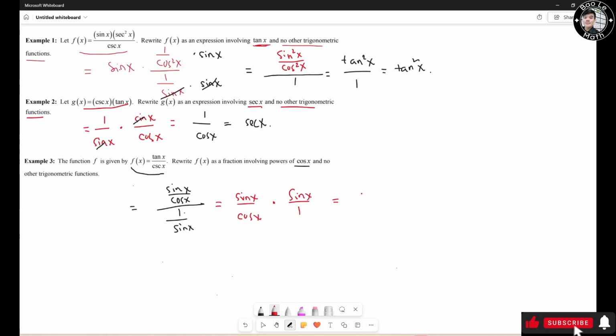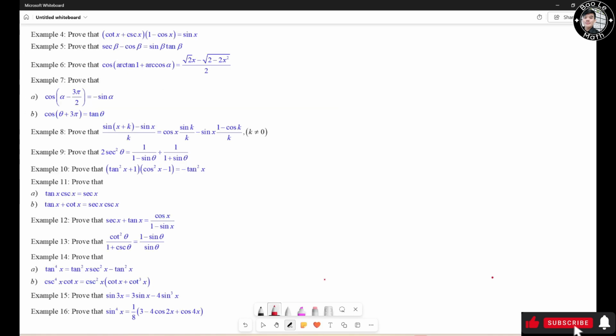Now sine s times sine s can be sine square of s over cosine s, right? Now sine square of s is going to be 1 minus cosine square of s over cosine s, because you have sine square of s plus cosine square of s equals 1, right?